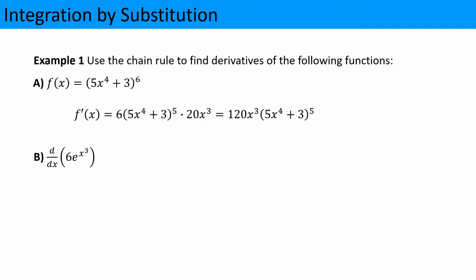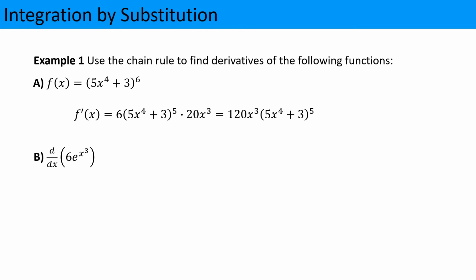Now let's multiply common terms together. We can multiply the 6 with the 20x cubed, so that'll give us 120x cubed, and then times the quantity 5x to the fourth plus 3 raised to the power of 5. Be careful not to attempt to distribute that 120x cubed through the parentheses, because you can't. It's already raised to the power of 5.